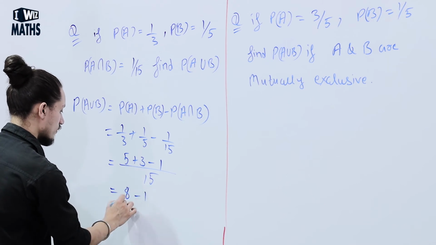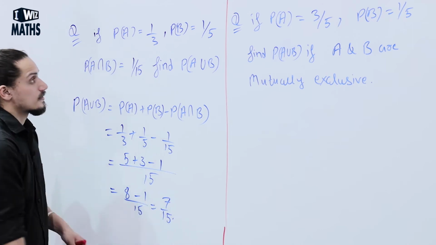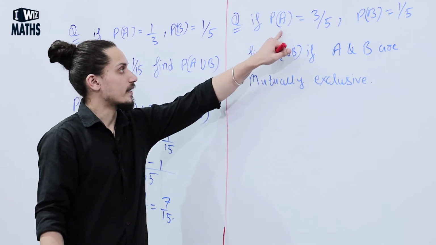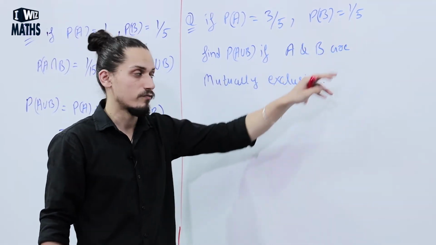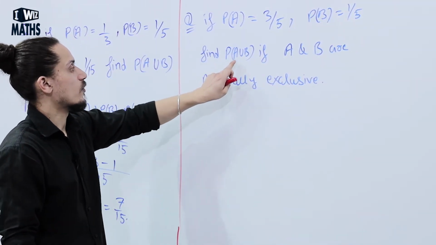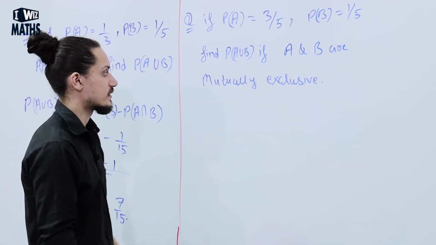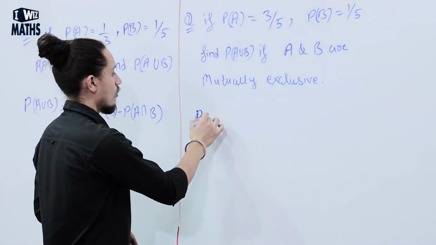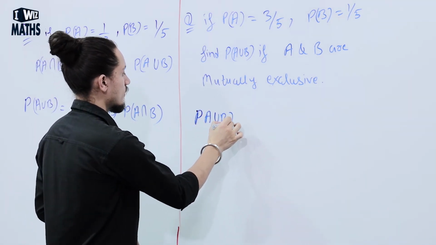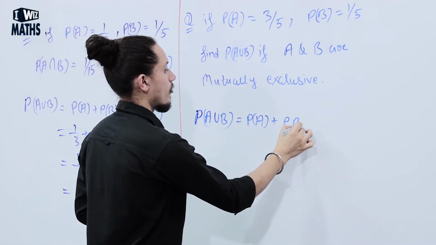8 minus 1 upon 15, which is equal to 7 upon 15. Second question is, we have probability of A is equal to 3 upon 5, probability of B is equal to 1 upon 5. We have to find probability of A or B if A and B are mutually exclusive events. So in case if two events are mutually exclusive, probability of A or B is equal to probability of A plus probability of B.